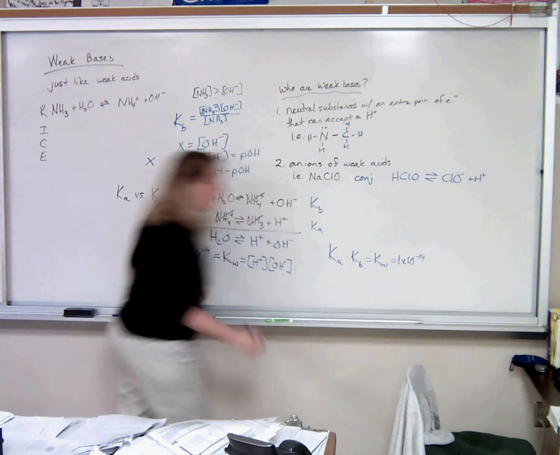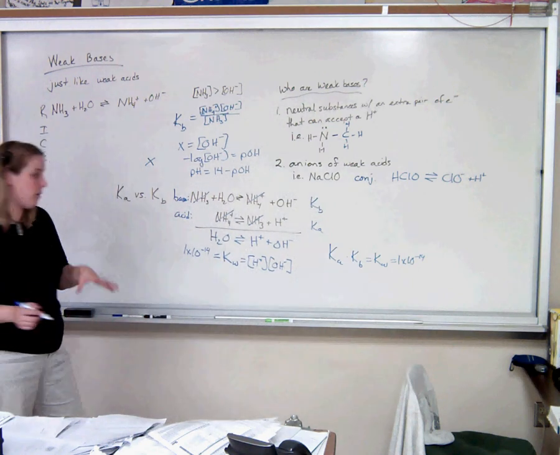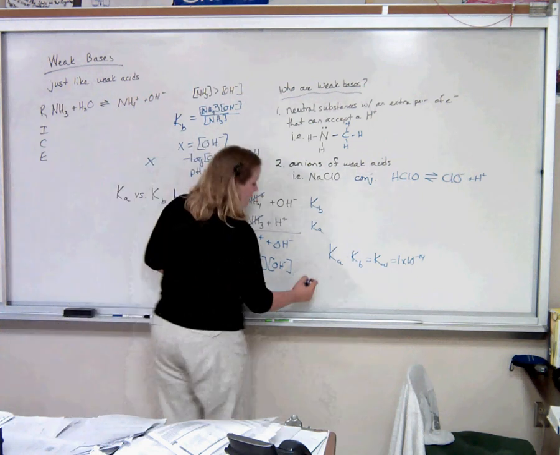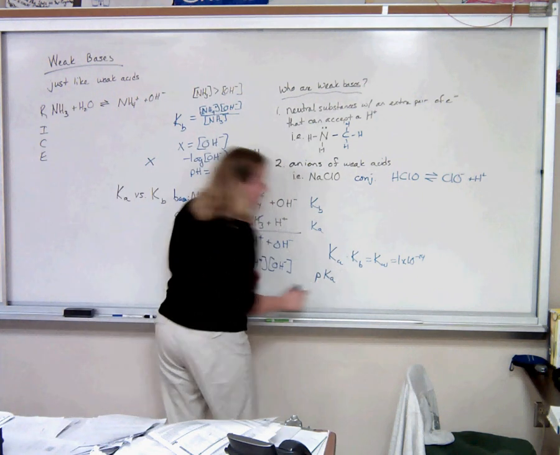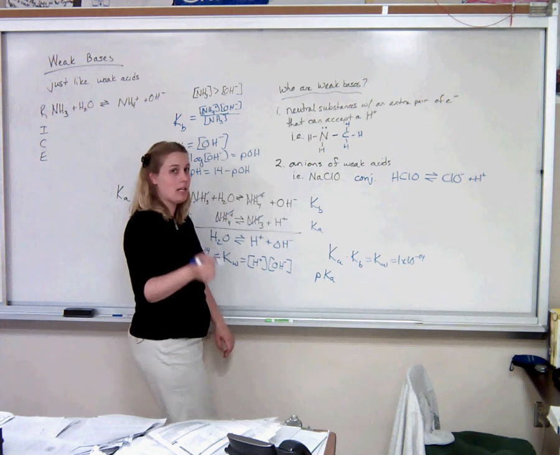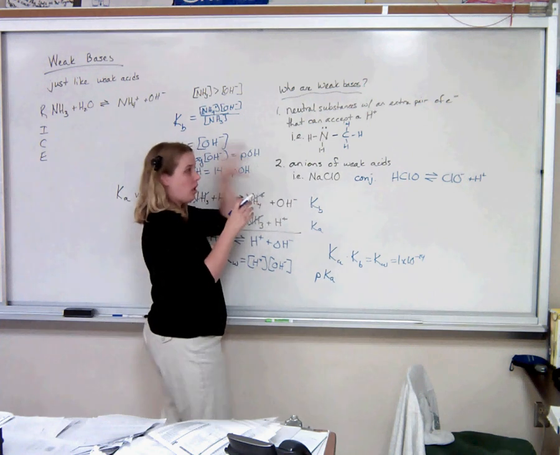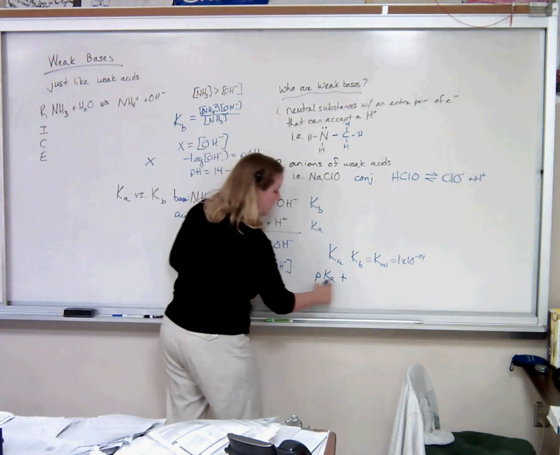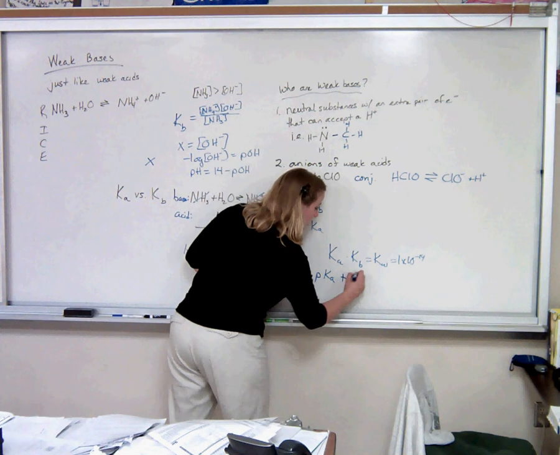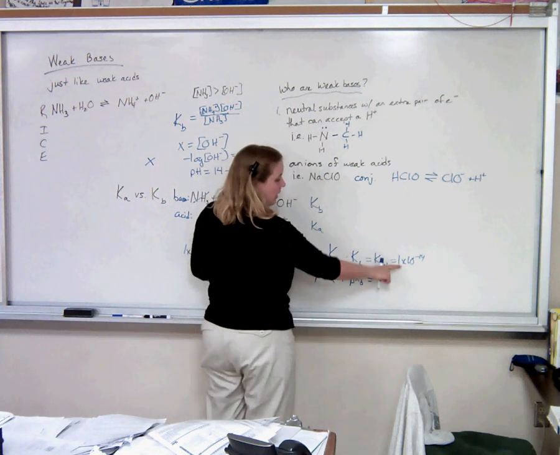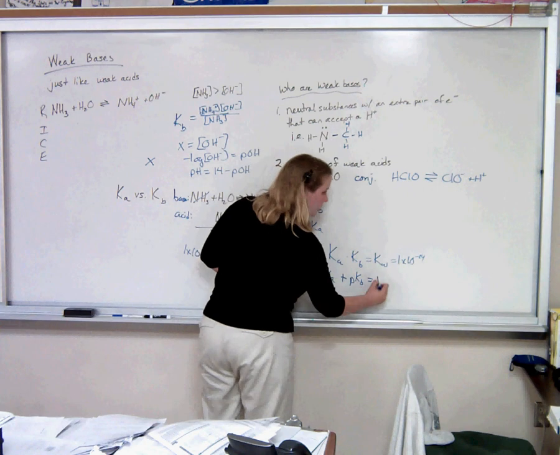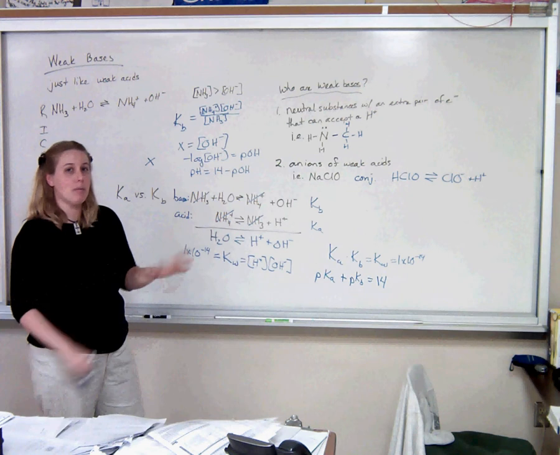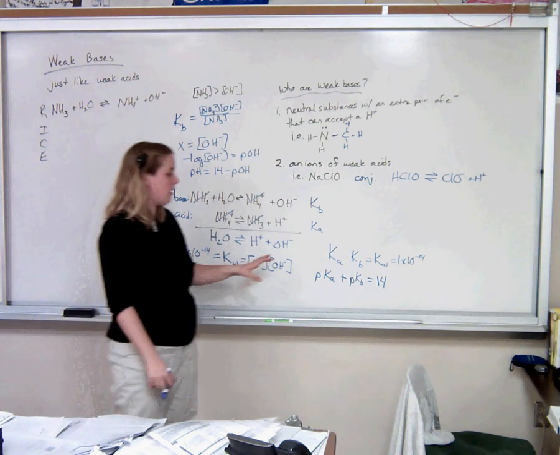If we were doing this in the p form, p just means take the negative log of it. So if we did that, you have pKa. And the log of two numbers that are multiplied is the same thing as the log of one number plus the log of the other number. So that multiplication becomes plus. So pKa plus pKb equals the negative log of 1 times 10 to the negative 14, which is 14. So that's how Ka relates to Kb, which is a useful trick sometimes when you hit equations.